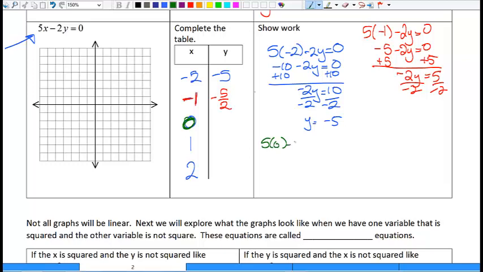5 times 0 minus 2y equals 0. Well, 5 times 0, that's nice. That's just 0. Divide both sides by -2. I'm getting y is equal to 0. That's a good point. Nice, good point to graph.